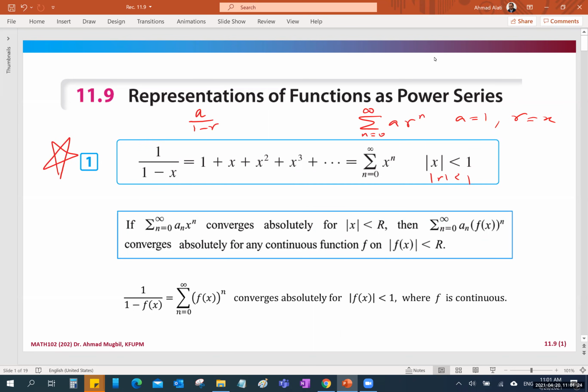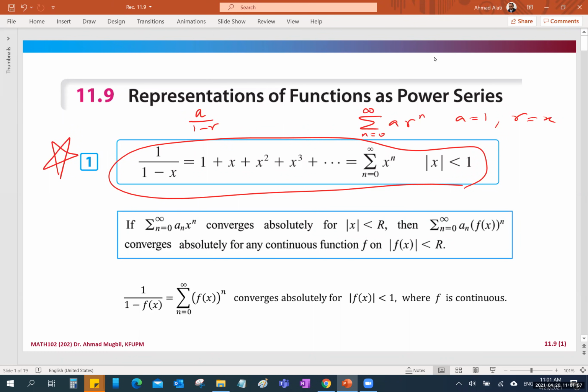So in general, Shabab, you can generalize by the concept of substitution. You can generalize this for any function. If you have 1 minus y to the power n, y less than 1. So in general, if you have 1 minus a continuous function, then it is equal to the power series of f of x all to the power n, provided that the absolute value of f of x is less than 1. I wish this is clear, Shabab, because if you understand this, you will be able to solve all the related problems to this section.